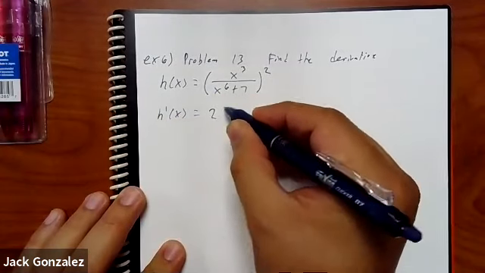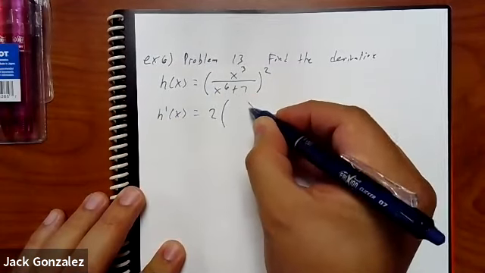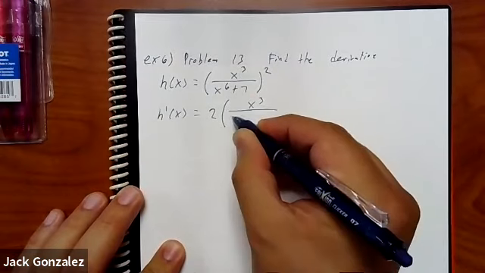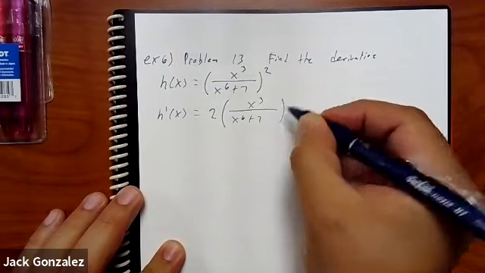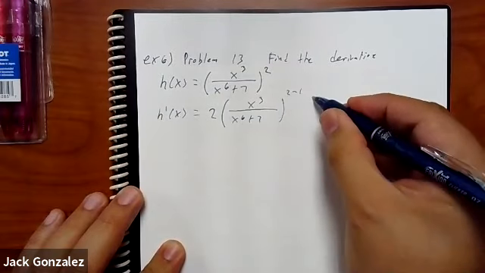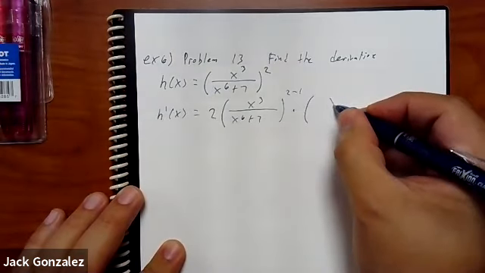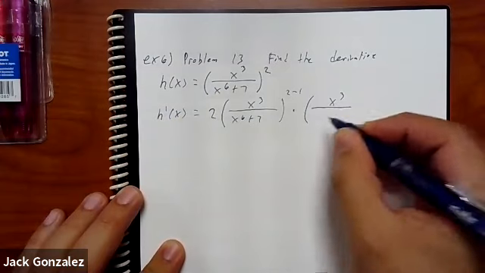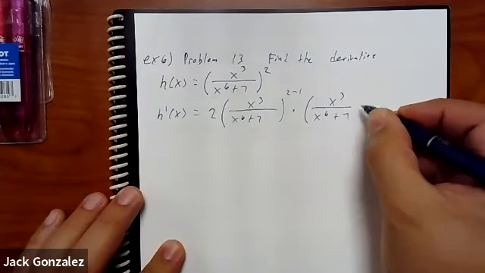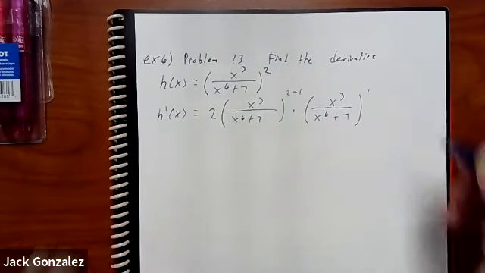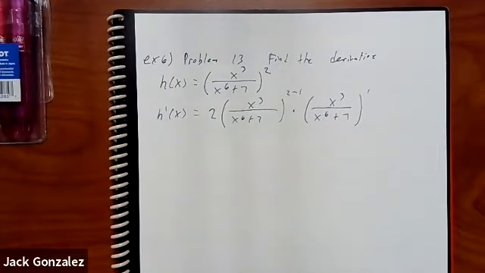So you do the derivative of the outside, you bring down the 2, 2 minus 1. Then you have to multiply by the derivative of the inside, which is a quotient. Oh, I see. So I guess that makes it super long, right? The second part. Yeah, so it's like we have a multi-step problem almost.